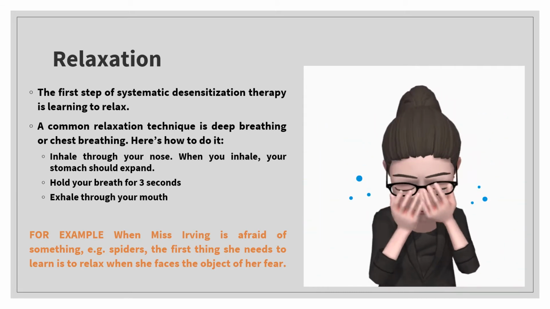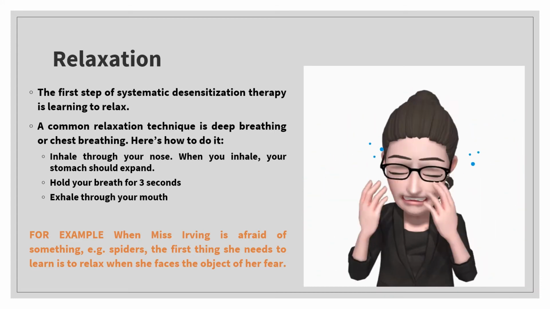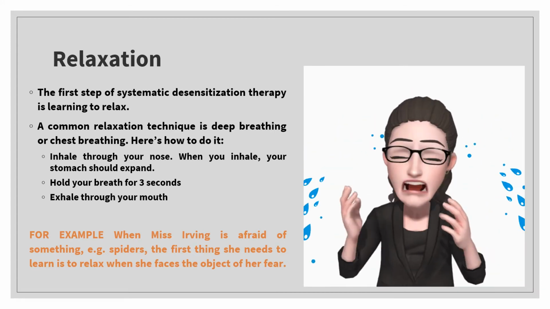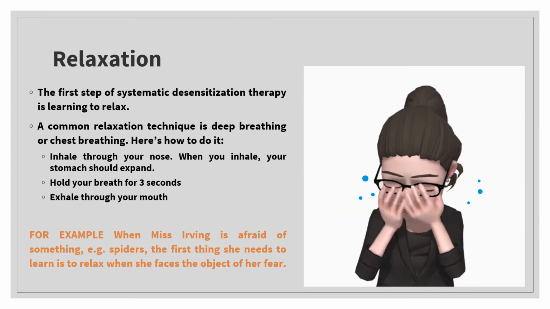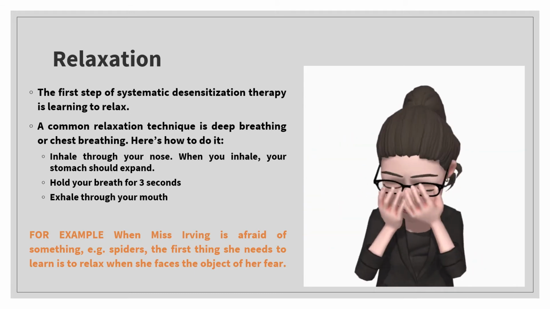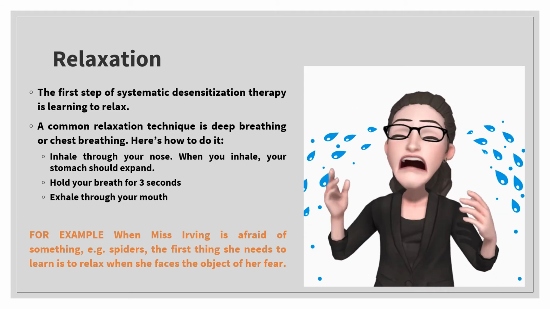For example, when Miss Irving is afraid of something, for example spiders, the first thing she needs to learn is to relax when she faces the object of her fear. So whenever she sees a spider, the first thing that she needs to do is learn to relax.